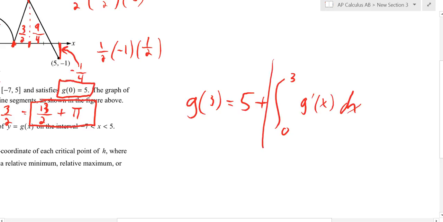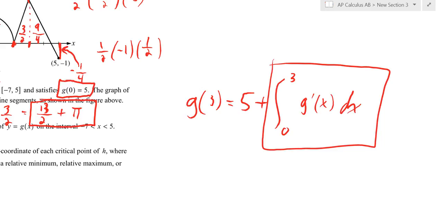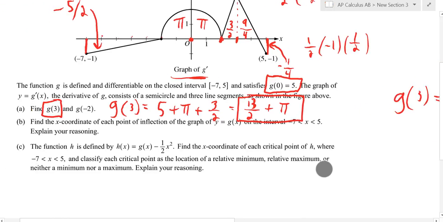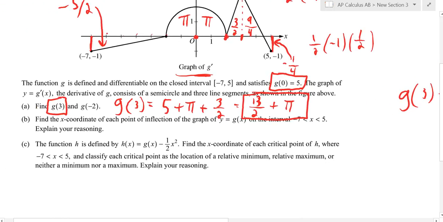Remember we said this integral represents two things. A change in the antiderivative, which is g in this case, or the area under g prime to the x-axis. Cool? And that's what we found. We found the area. So it's just 5 plus that area, and that's why it's 13/2 plus pi. Make sense? A lot of times these questions really just boil down to some geometry. You find the areas and you add them together or subtract them off, depending.